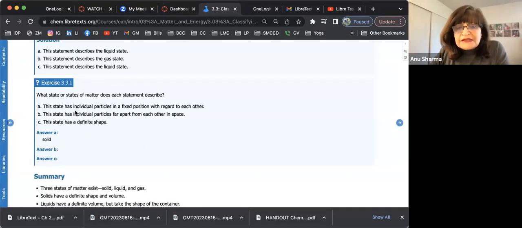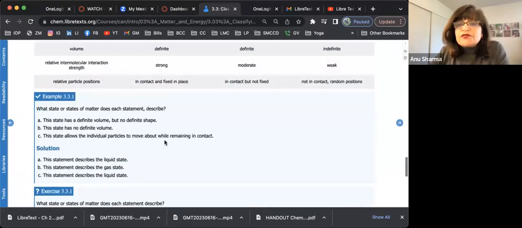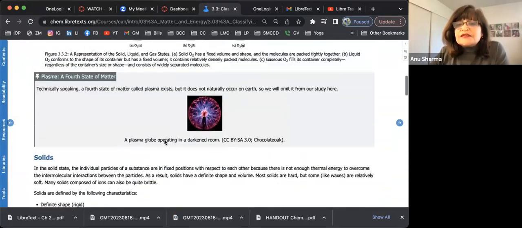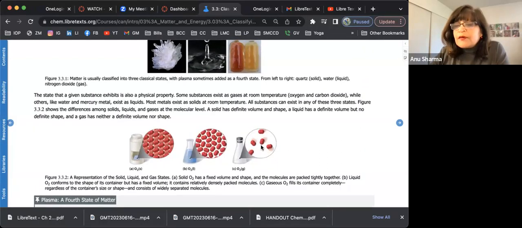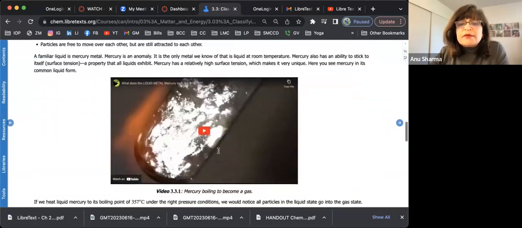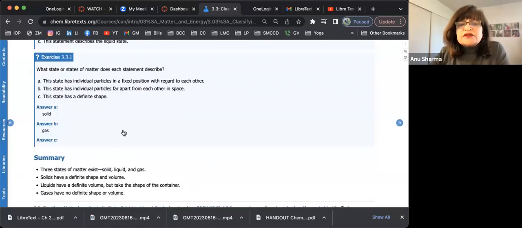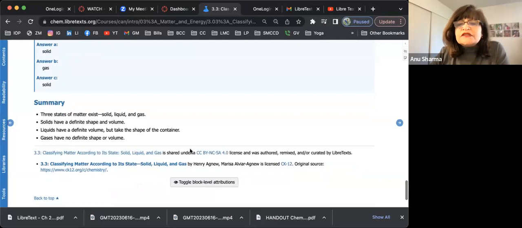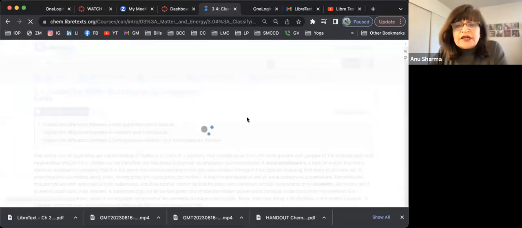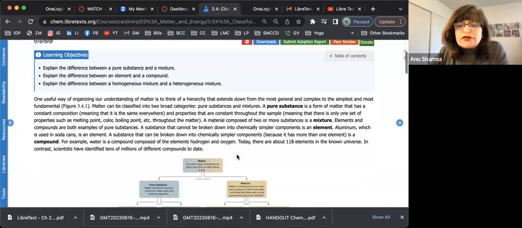This state has individual particles far apart from each other in space. Out of the three states, as we discussed, the farthest apart is in the gas. Liquids are also far apart, but not by much. They're still attracted to each other. But in gases, the attraction between particles is the minimum. So here, the answer is gases. Then, which state has a definite shape? A definite shape is always of the solids. This is something you need to understand: solids, liquids, and gases and their general qualities.